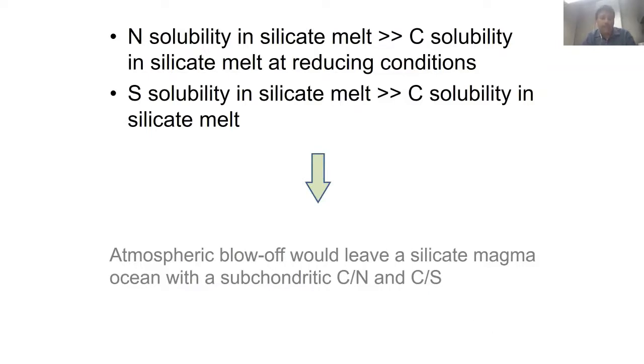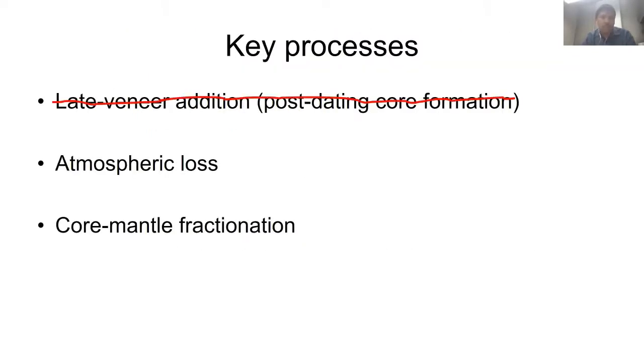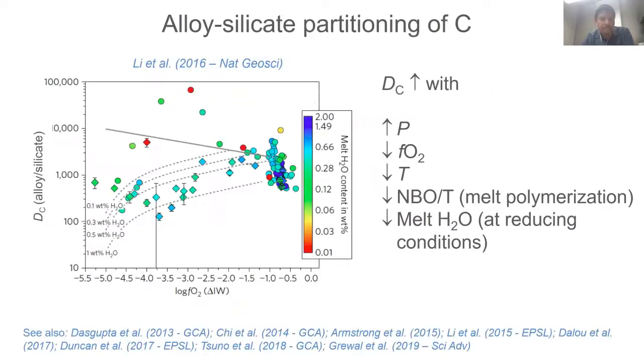So what does that tell us? That tells us late veneer addition was probably not one of the major contributors, and atmospheric loss was also not one of the major contributors. So that brings us to the third thing, whether or not core-mantle fractionation was a major player in setting these abundances. This is one aspect we have been focusing a lot on over the last almost 10 years now.